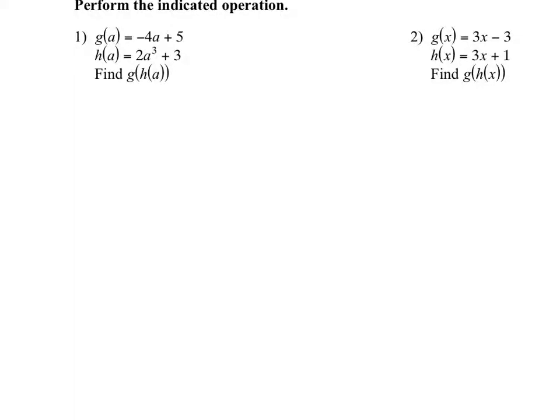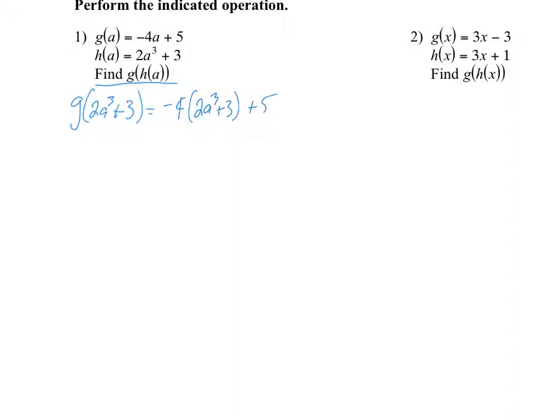So problem 1 says find g of h of a. So what we're going to do is find g of h of a. H of a is a function of 2a cubed plus 3. So what this means is wherever we see a in the g function, we're going to replace it with 2a cubed plus 3, plus 5.